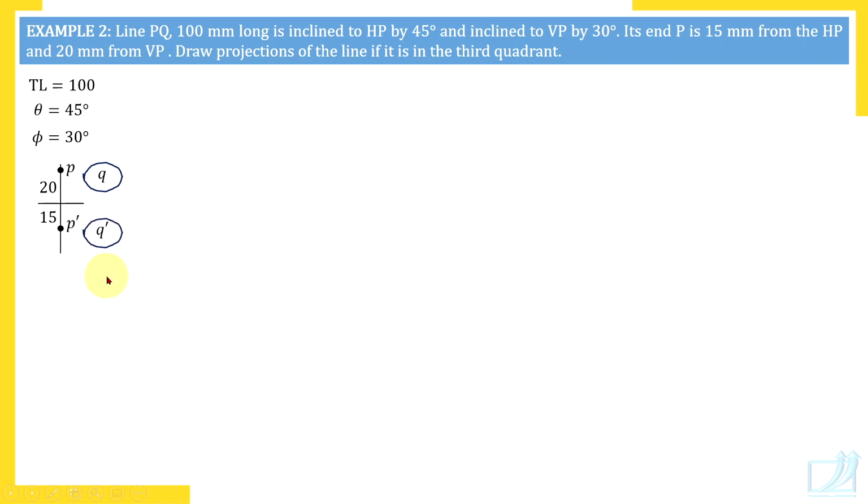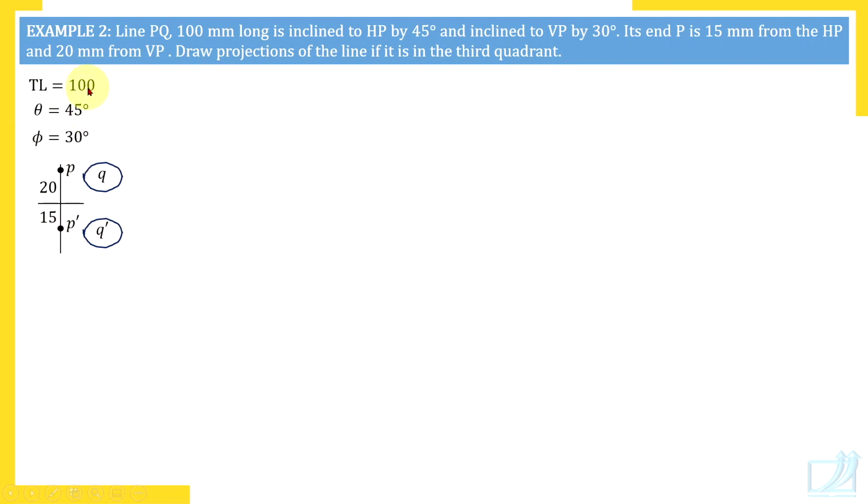Now I have a habit. If I don't know exact position of point Q or any point, then I make a circle around that to remind me that this point is yet to be located. Okay, but at least we know that Q is above XY line and Q dash is below XY line. So this is how we have mentioned here the information in the problem.